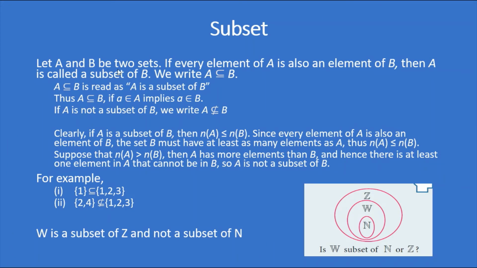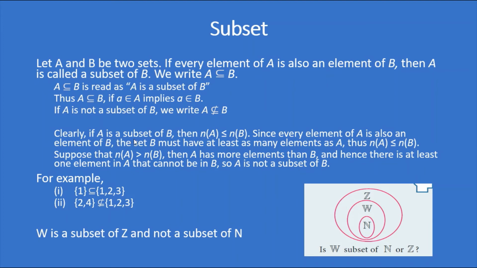Subset. Let A and B be two sets. If every element of A is also an element of B, then A is called a subset of B. We write A ⊆ B, which is read as A is a subset of B. Thus, A ⊆ B if a is an element of A implies a is an element of B. If A is not a subset of B, we write A ⊄ B. This is the symbol for not a subset and this is the symbol for a subset.